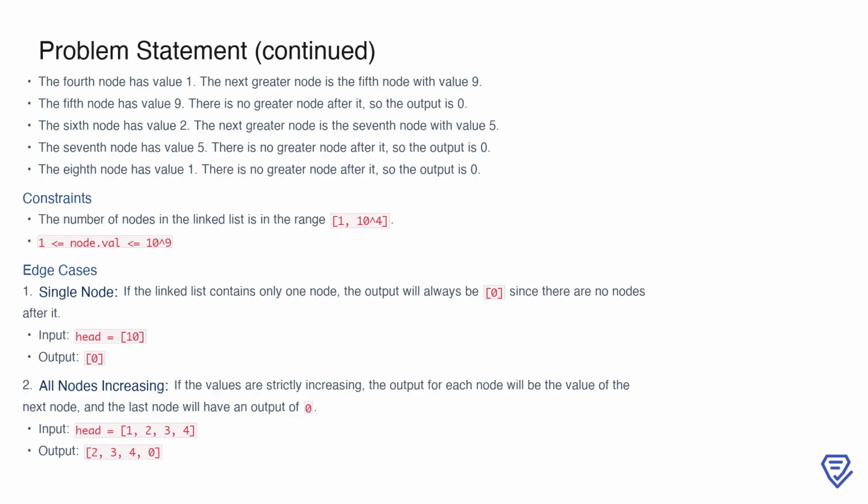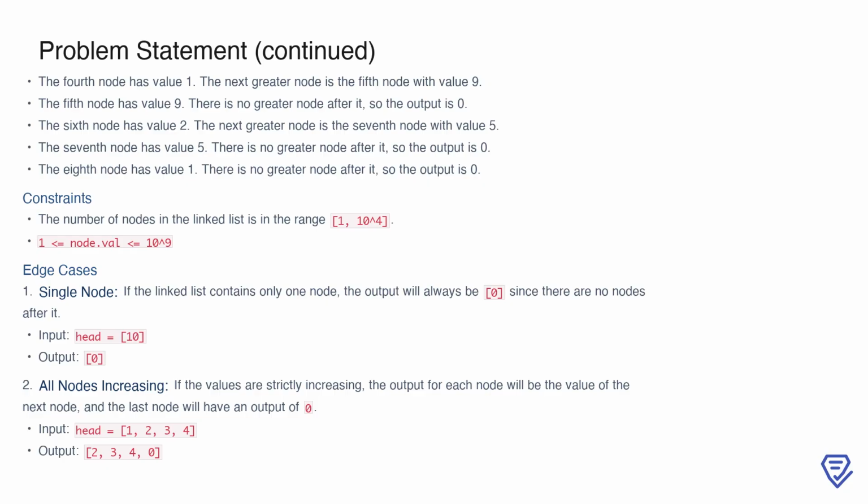The fourth node with value 1 has the fifth node with value 9 as its next greater node. The fifth node with value 9 has no greater node after it, so its output is 0. The sixth node with value 2 has the seventh node with value 5 as its next greater node. The seventh node with value 5 has no greater node after it, so its output is 0. Finally, the eighth node with value 1 also has no greater node after it, so its output is 0. These examples help illustrate how you navigate through the list to identify the next greater node for each position.